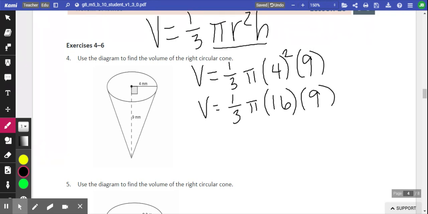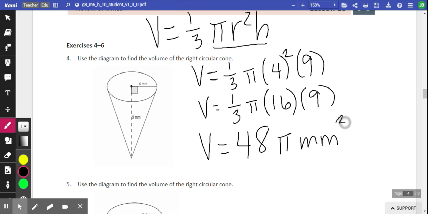So at this point, you're going to do 1 times 16 times 9, which gives us 144. Then you're going to divide that by 3, which gives us 48. So V equals 48 pi, and that's going to be millimeters cubed. And once again, that's all you have to do, guys.